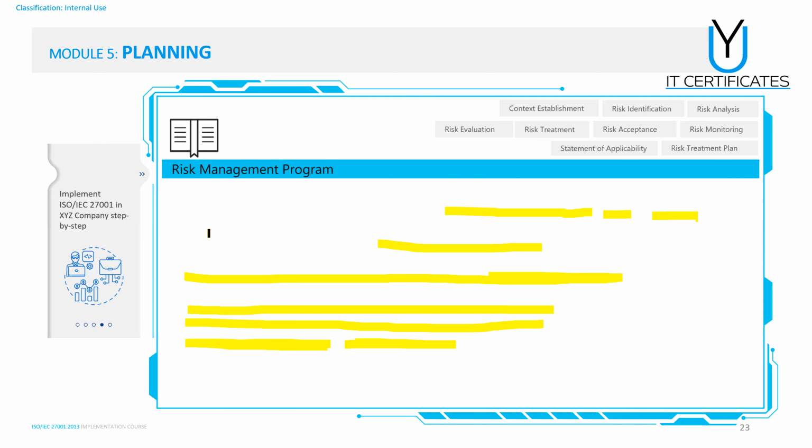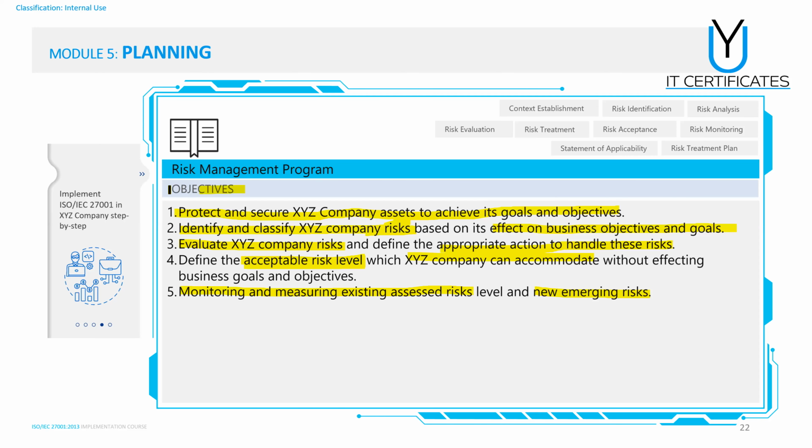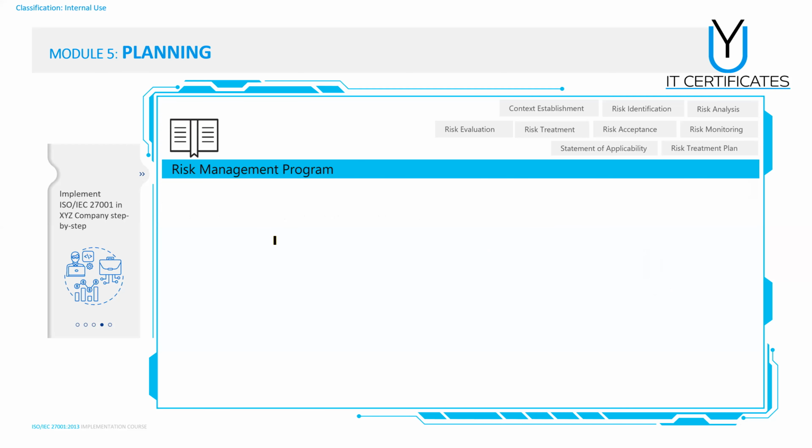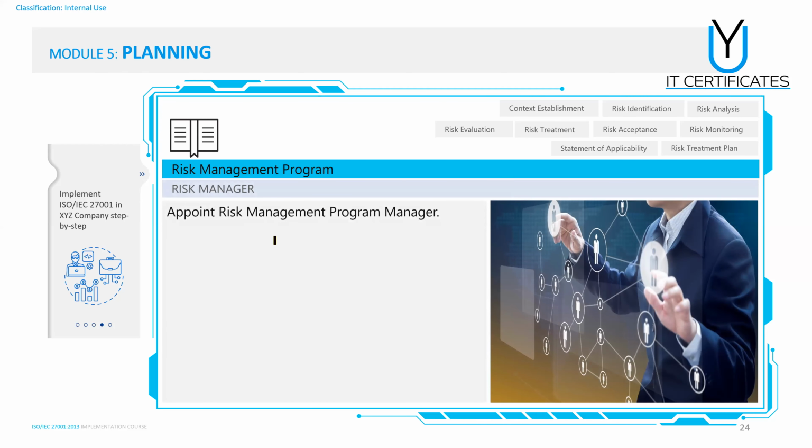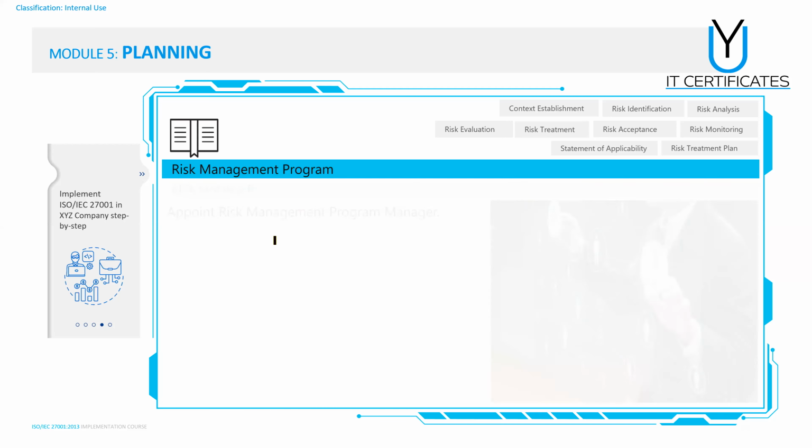We have now covered risk management. We defined the objectives for XYZ company. It's already defined. We wrote it down for them. And we defined the leadership and commitment, and we wrote it down for them. Then now we have to hire the risk manager. In XYZ company, we will see who will be the risk manager. But we have to appoint a risk manager for the risk program.